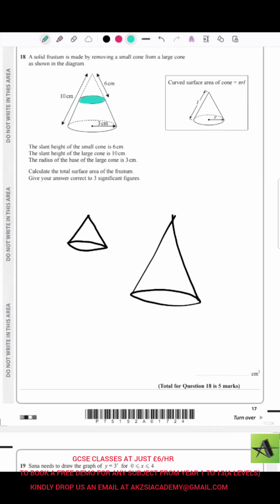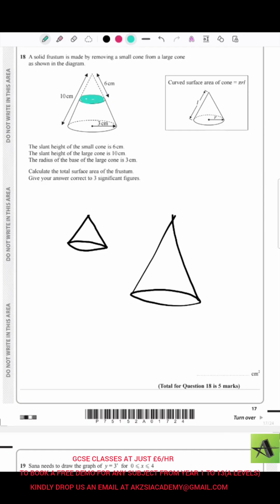The circular one up there, the bottom circle, and this curved one. Obviously, you can see this part is the curved surface, and we have to calculate the area of all three. Adding them together will give me the total surface area. So first, let me start with the smaller circle.